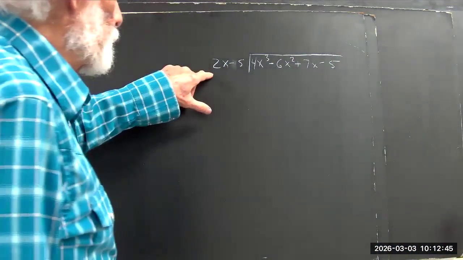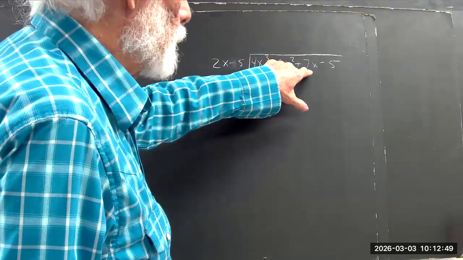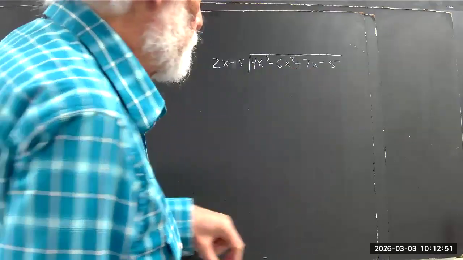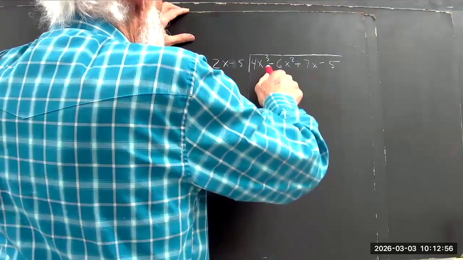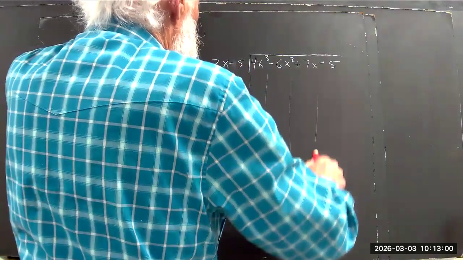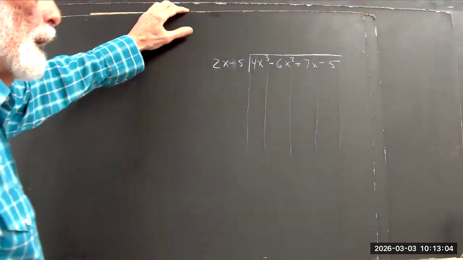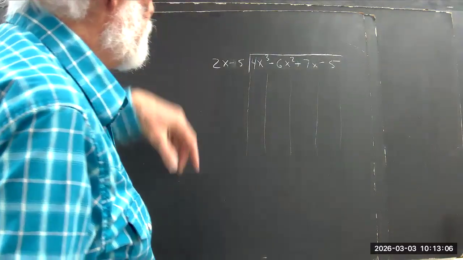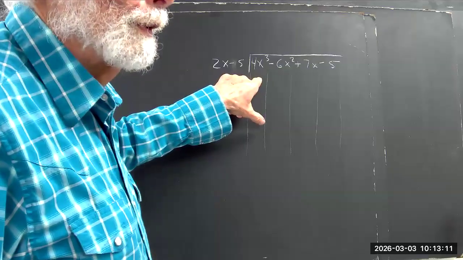Okay, we're going to do another example. It's a little longer. 2x minus 5 divided into 4x cubed minus 6x squared plus 7x minus 5. I'm going to go ahead and line off columns under 4x cubed, under the negative 6x squared, under the 7x, and under the negative 5. And then I'm going to divide the 2x into the 4x cubed.